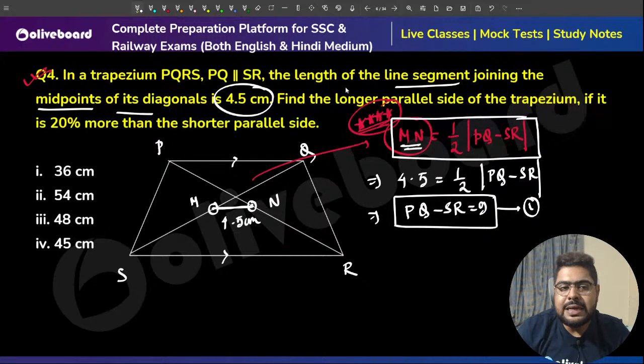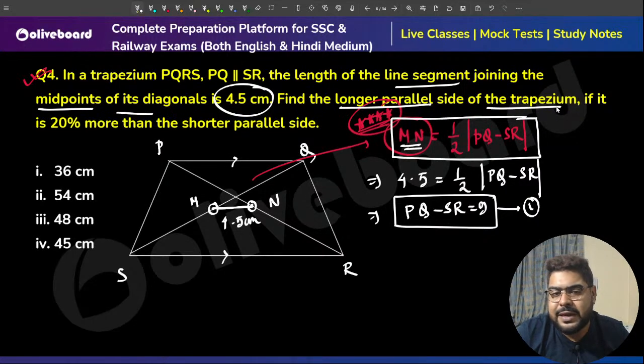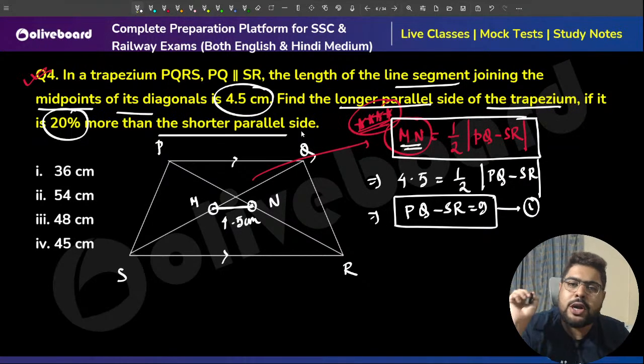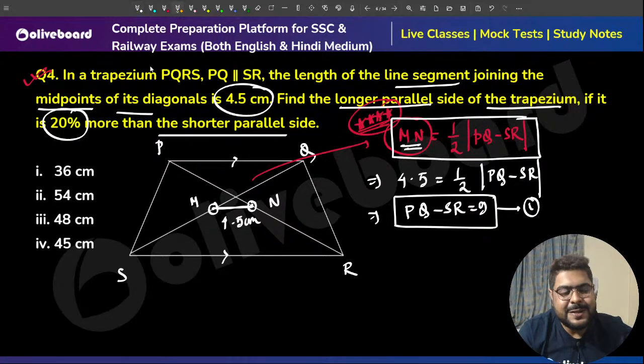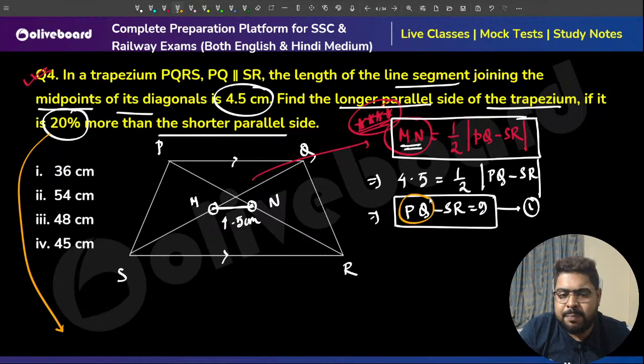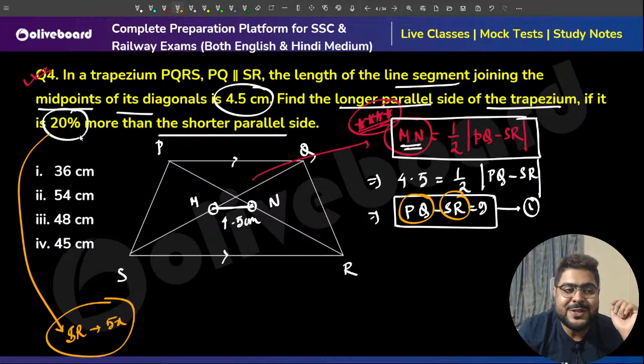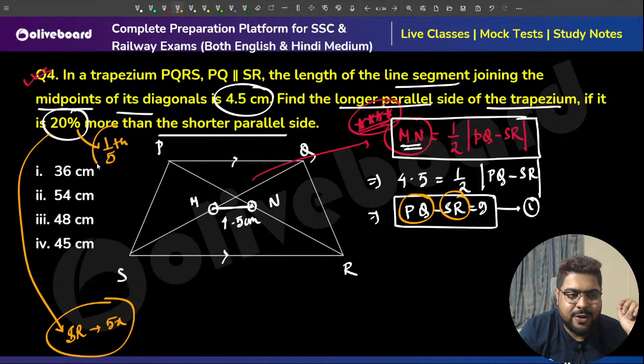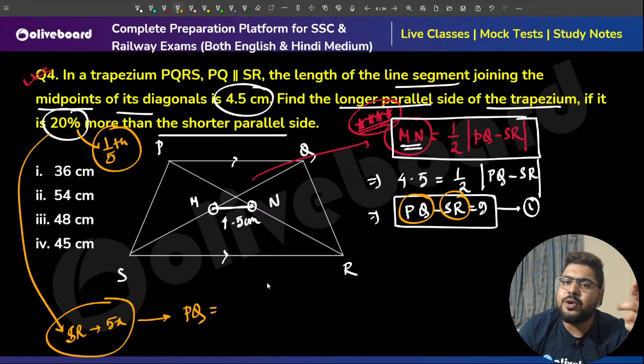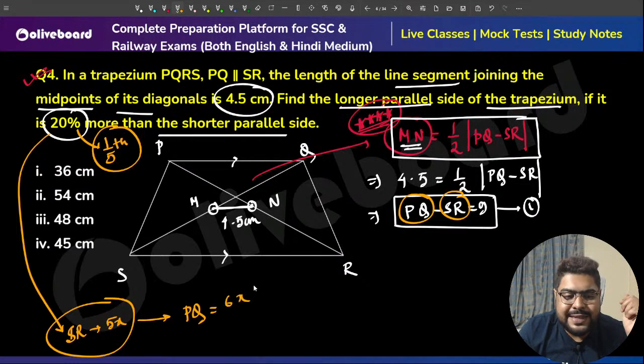Another, sir. Now, they are saying the longer parallel side of the trapezium is 20% more than the shorter parallel side. That means, if I say PQ is the longer side and SR is the smaller side, or if you take the opposite, in that case, you need to write SR minus PQ. So if I say SR, the shorter side, is 5x. Why 5x? Because 20% is 1/5. We all know 20% value is 1 by 5. So if SR is 5x, can I say PQ will be 20% more? That means 6 by 5 times, that will be 6x.